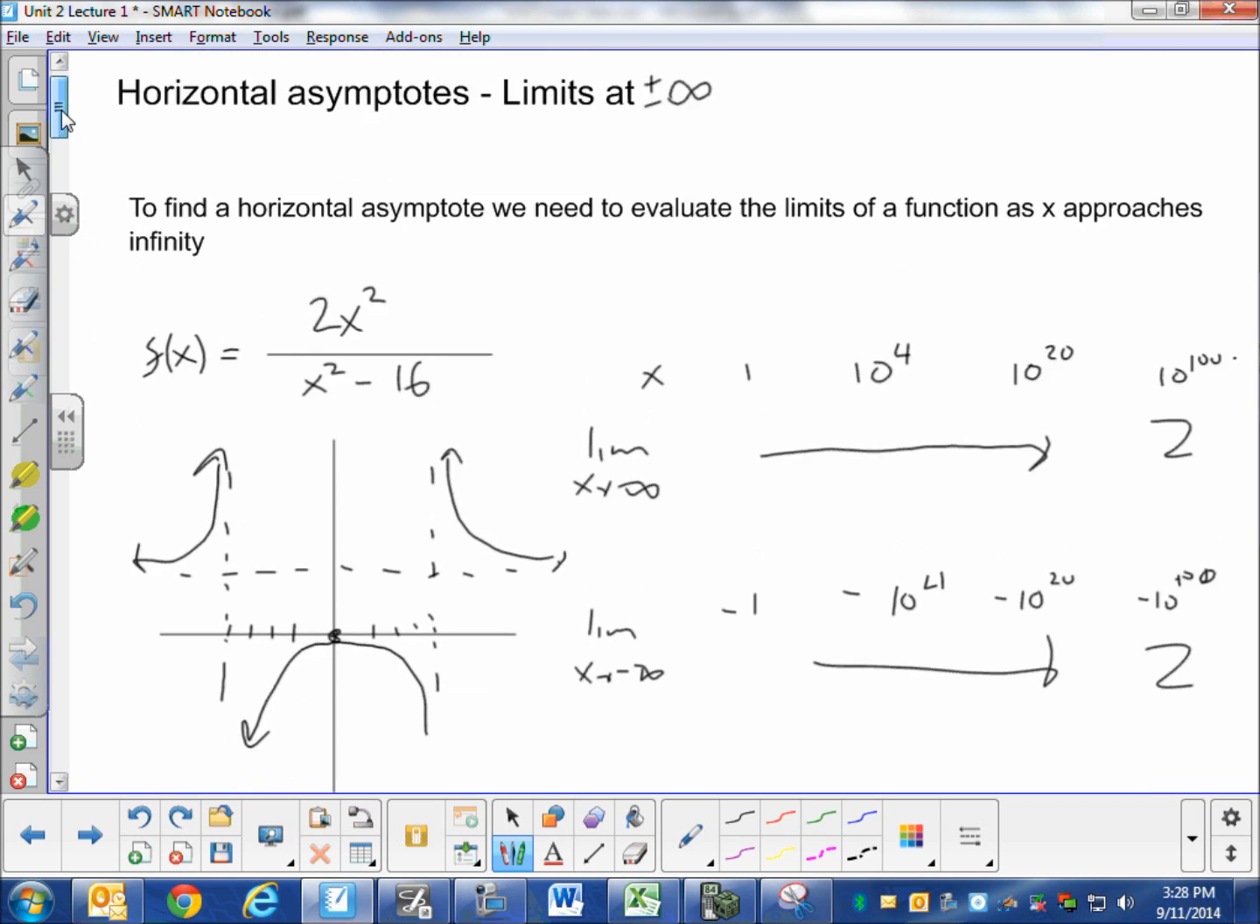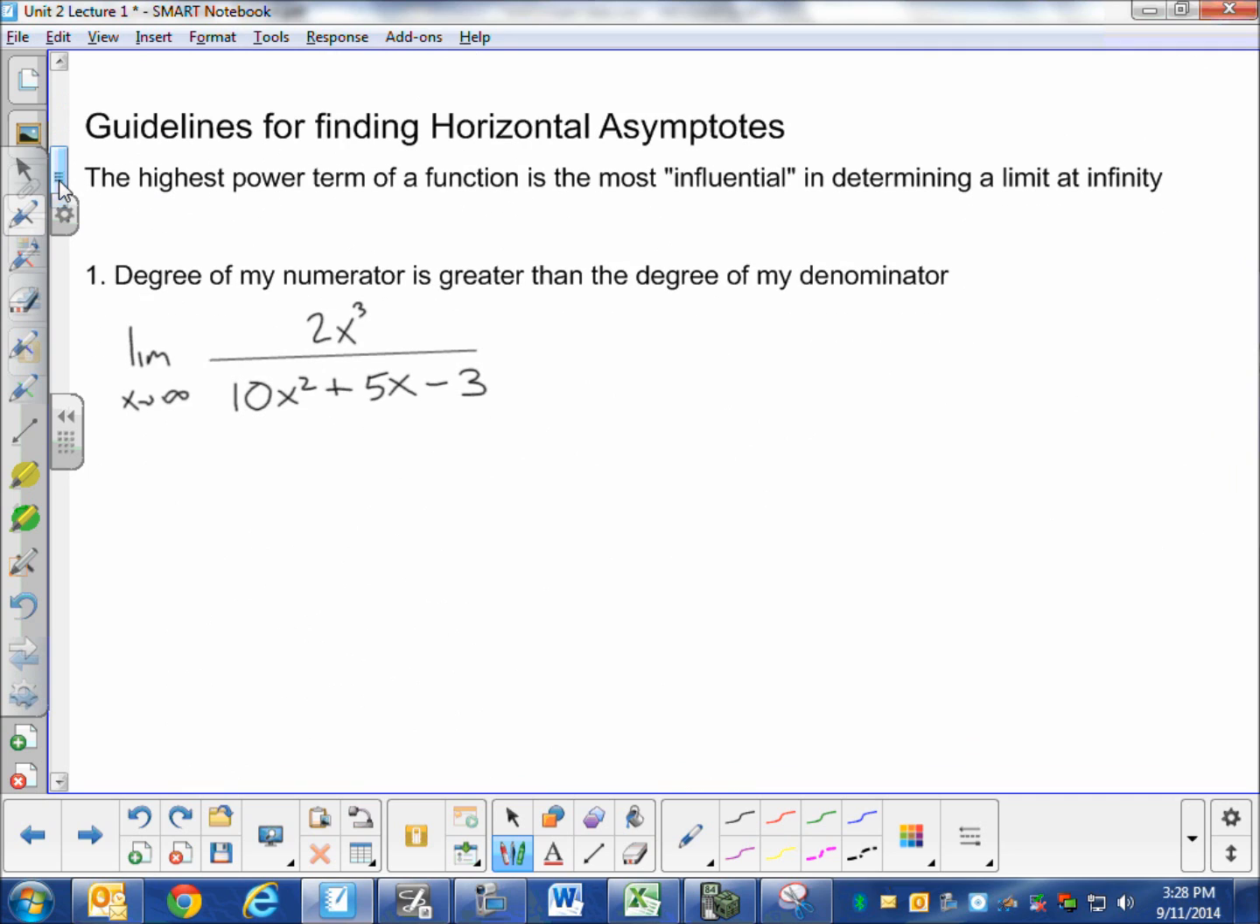Okay? All right. Here are your guidelines for finding horizontal asymptotes. There are 3 guidelines.